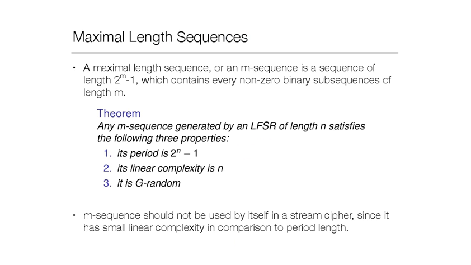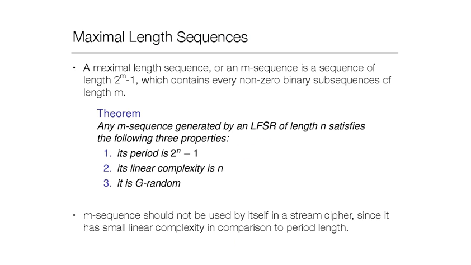So an M sequence should not be used by itself as a stream cipher, since it has a smaller linear complexity in comparison to its period length. When we take an M sequence, or the maximum length sequence, it should not be used by itself as a stream cipher because it has a small linear complexity. Small linear complexity means it is possible to attack. So we have to consider this theorem when designing stream ciphers.